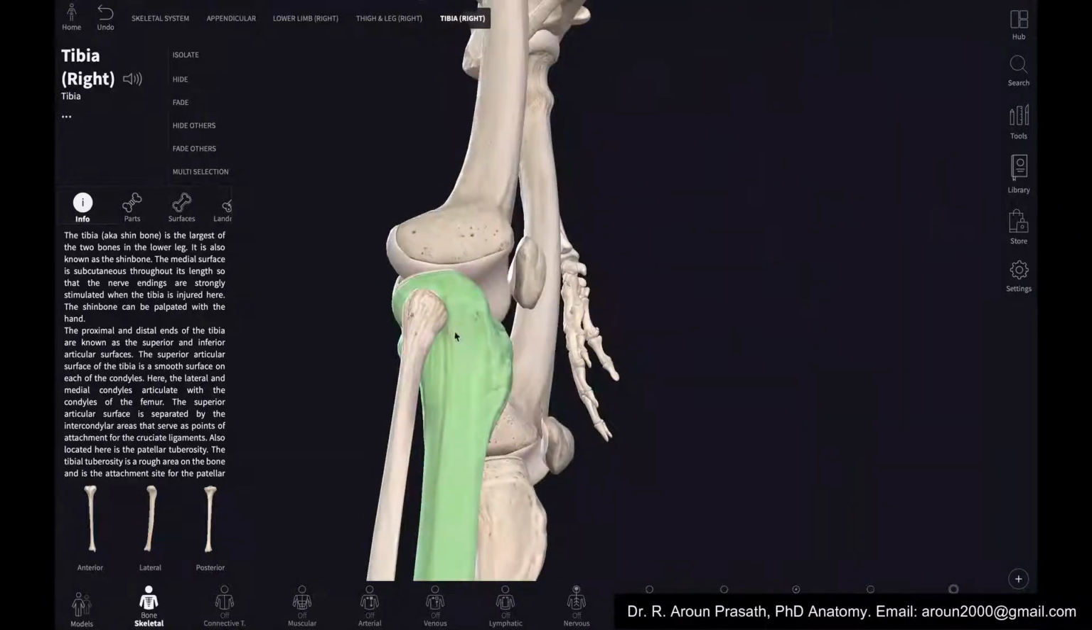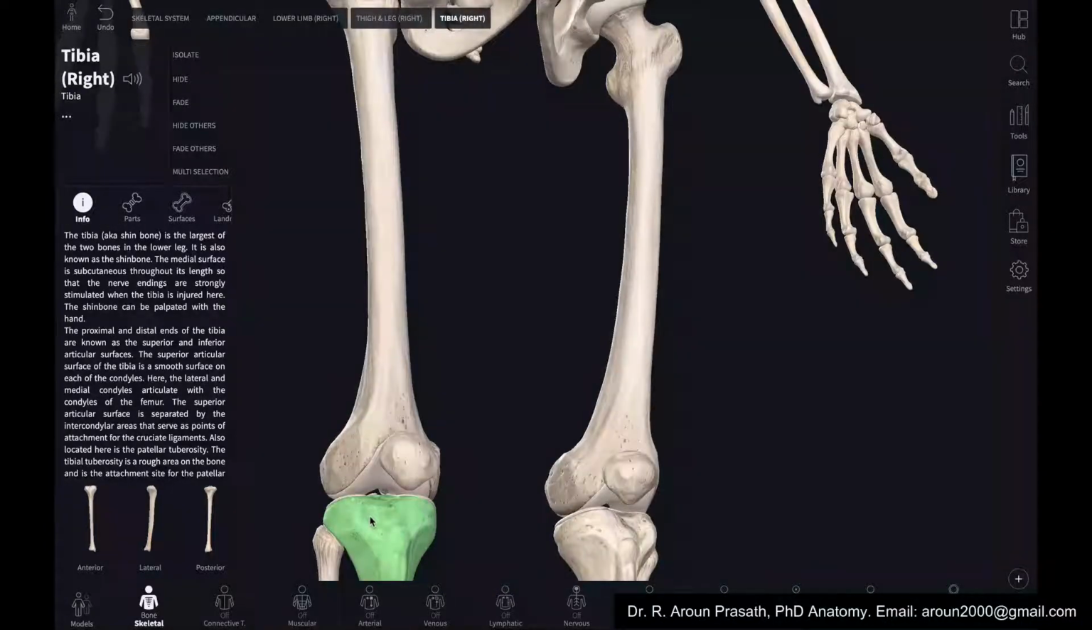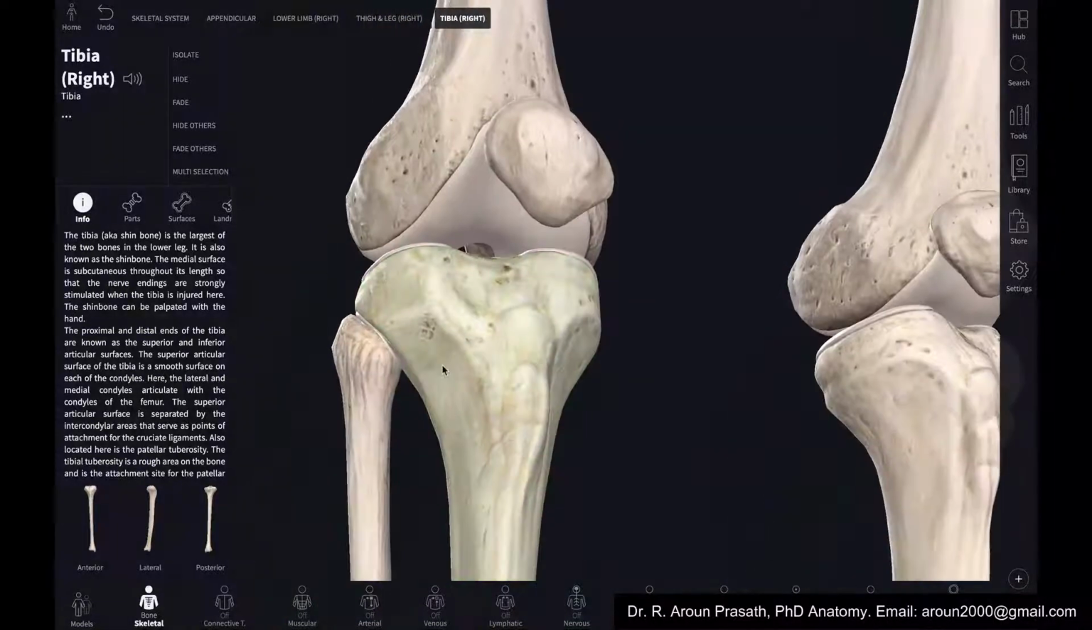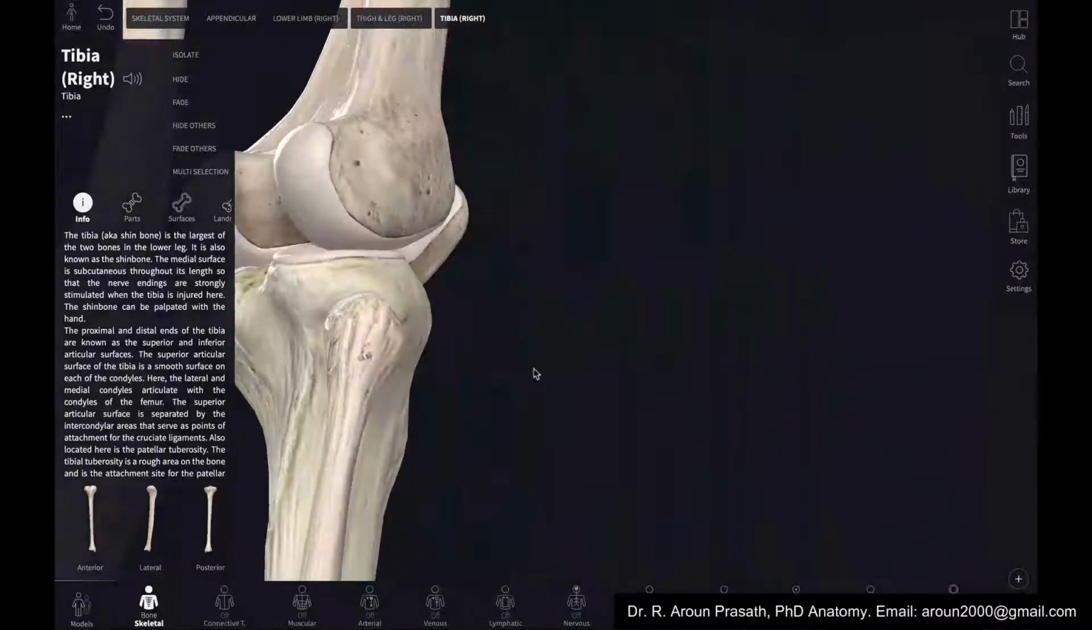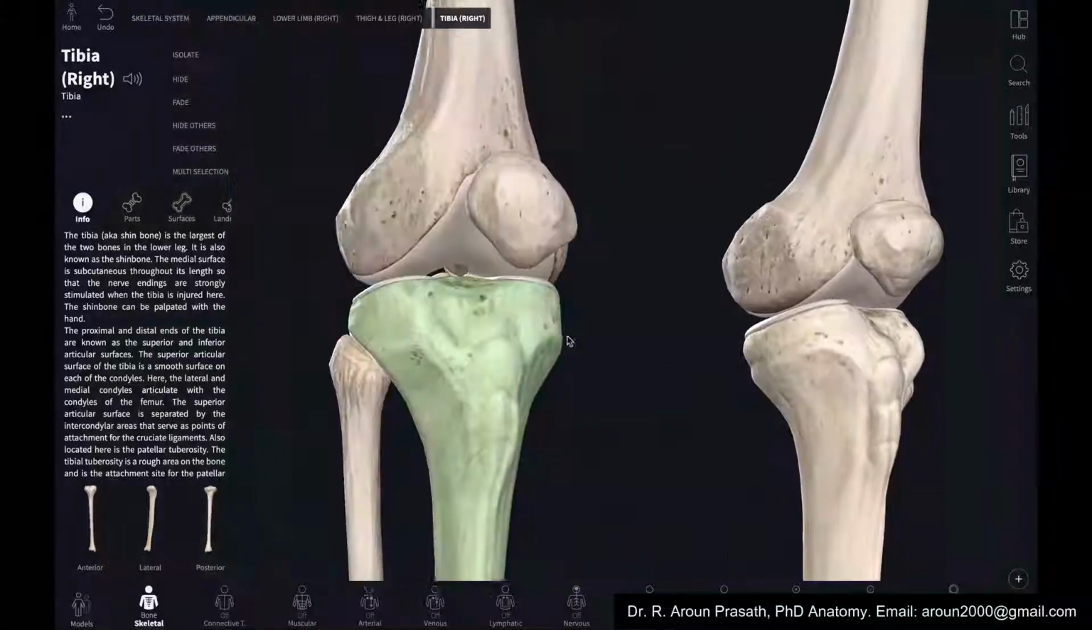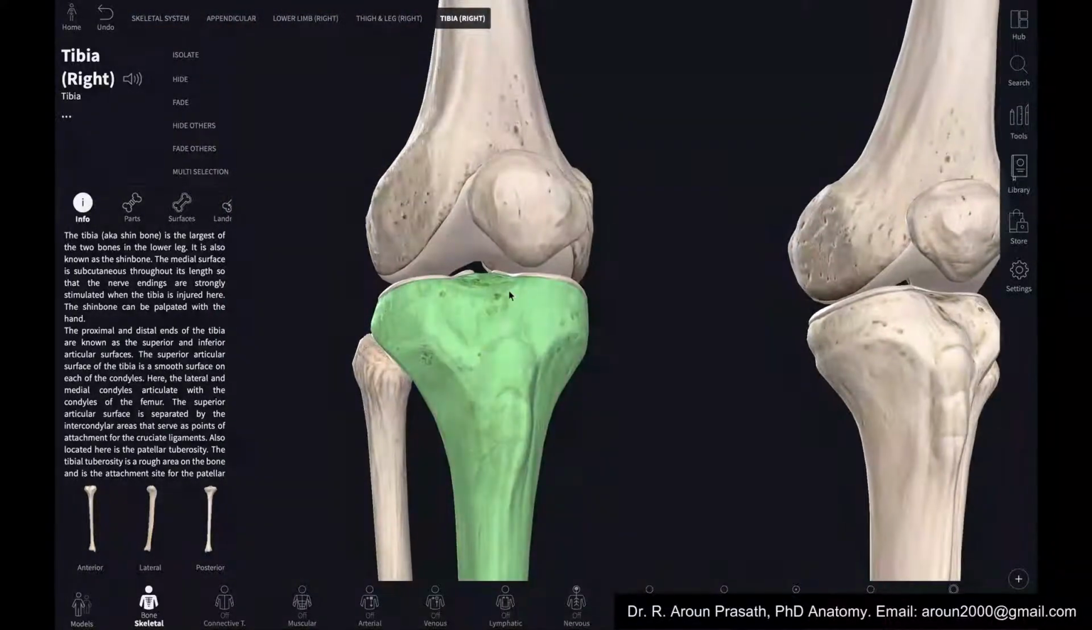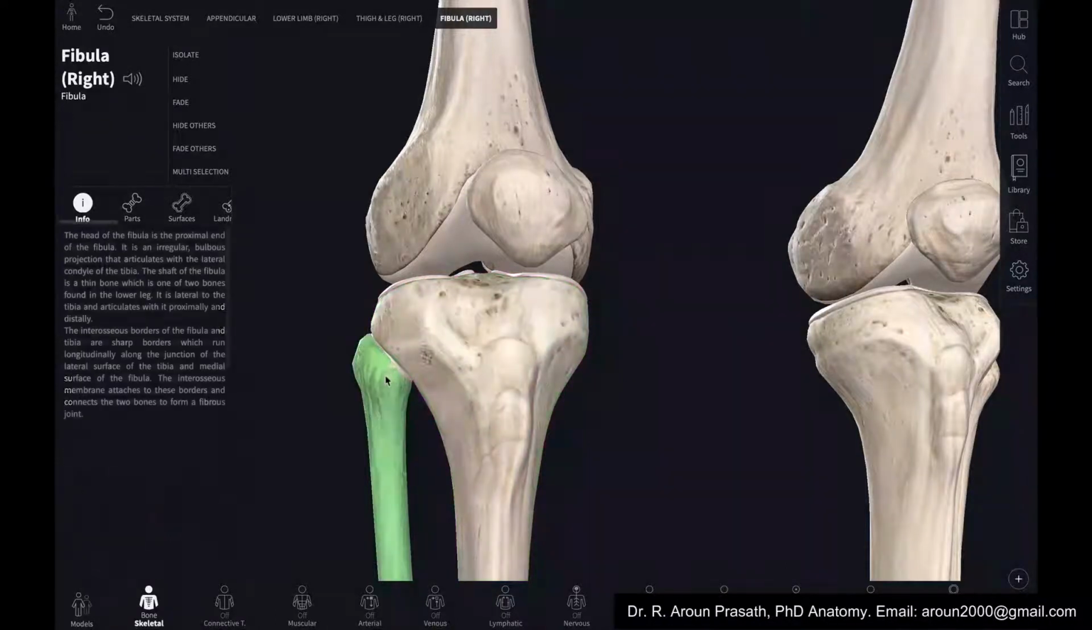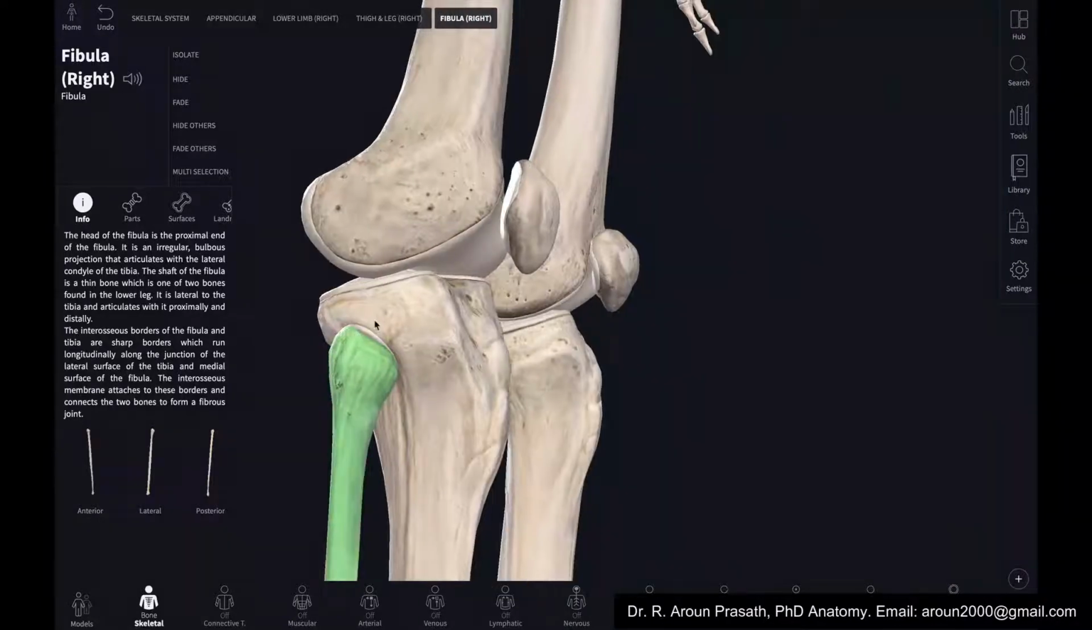But the fibula is not a part of the knee joint. No way is the fibula having any relationship with the knee joint. So the tibia is the only weight bearing bone in the lower limb. The fibula is not a weight bearing bone in the lower limb, because it is not a part of this knee joint.